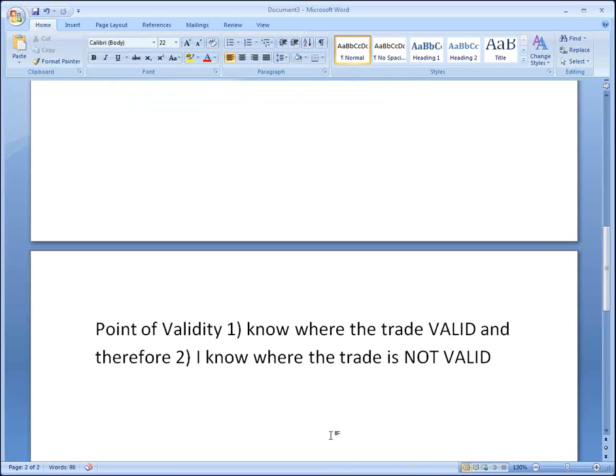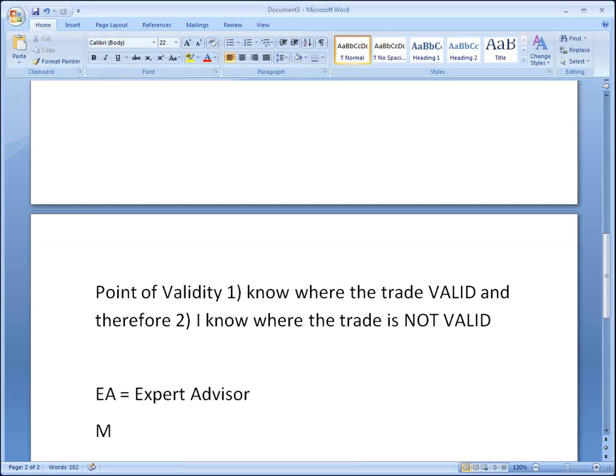So if I know the validity for a, since these are trend following, is a trend following EA, and for those of you who are not familiar with the word EA, that just stands for expert advisor. Expert advisor is a program, in essence, that runs on your MT4 platform, and it automates anything from simply entry signals, okay, all the way to full automation and anything in between. And when I say full automation, I mean execution, the whole bit.